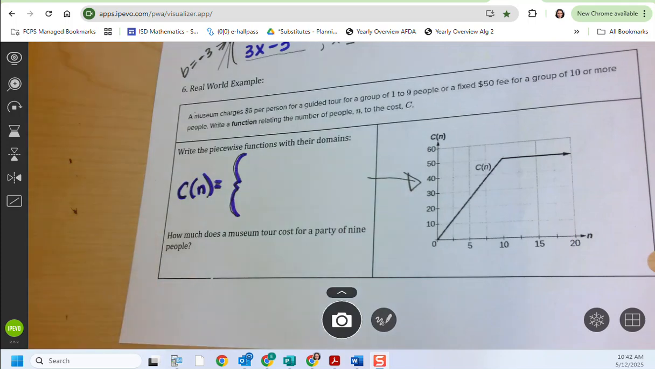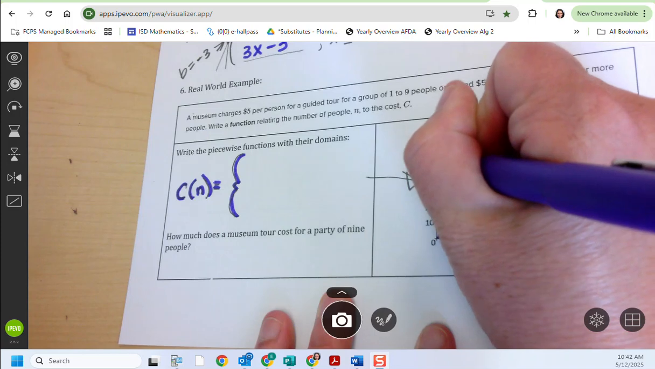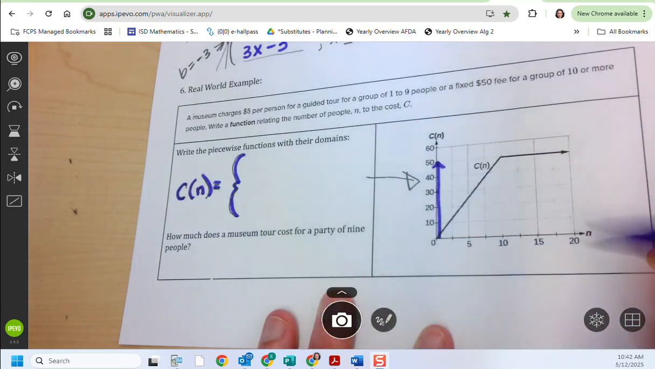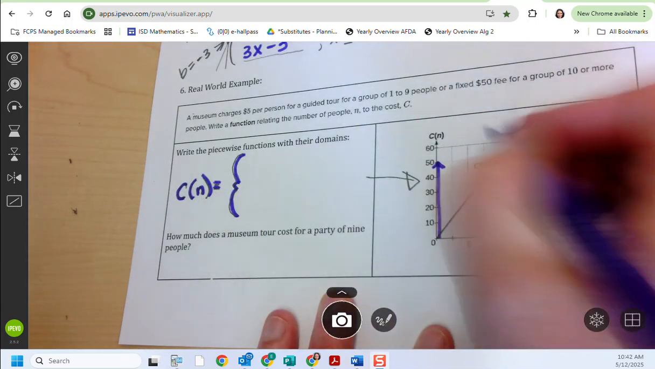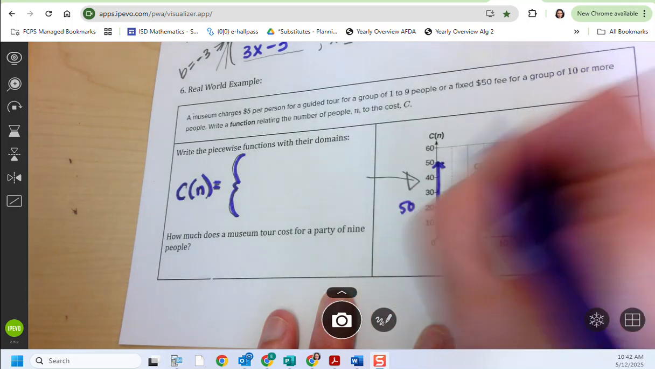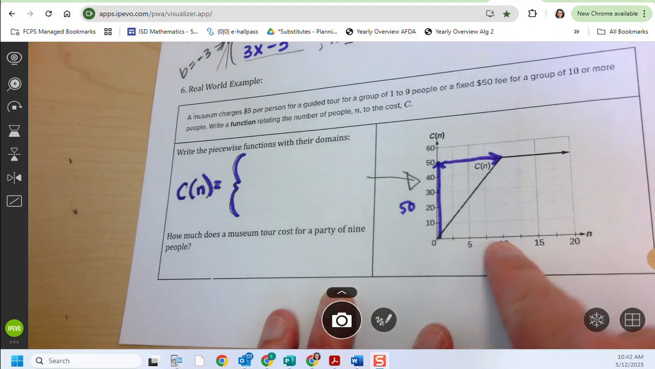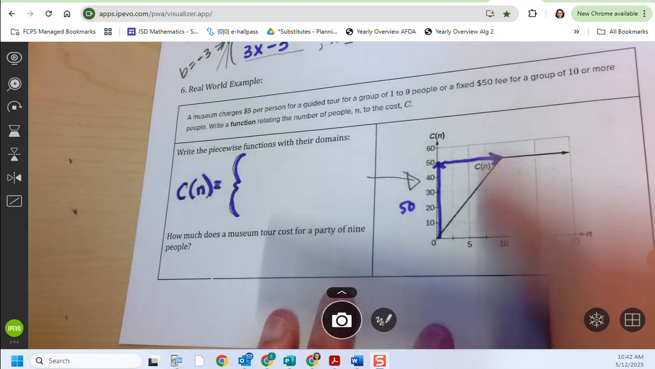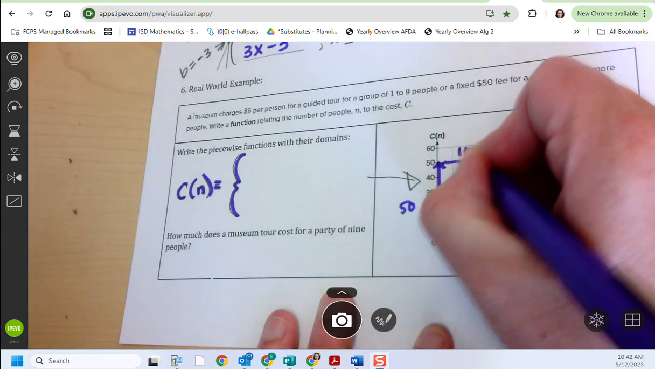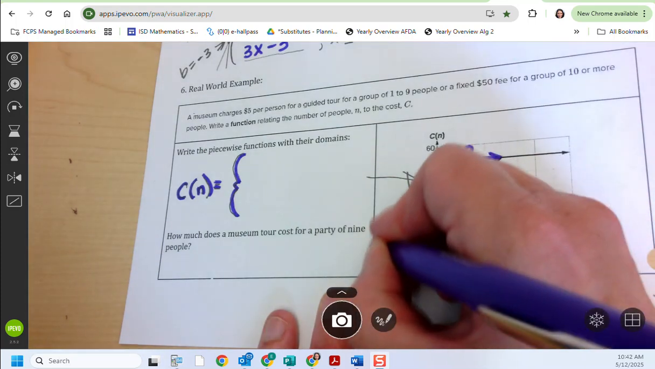Okay. The first part of the graph has a rise of 50. You have to be careful because the x and the y axes have different scales. So a rise of 50 and a run of how much? You see how it goes over to the 10? So the first one has an m of 50 over 10, which is what?